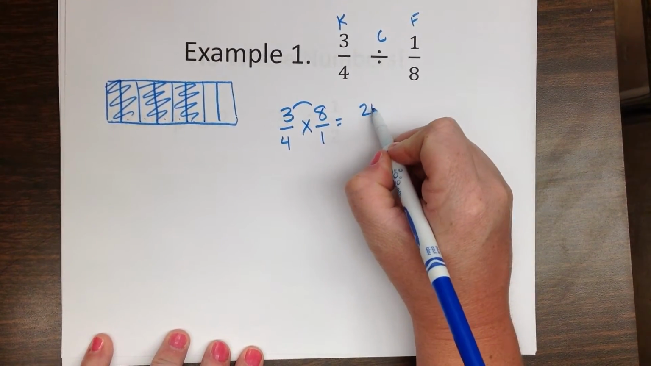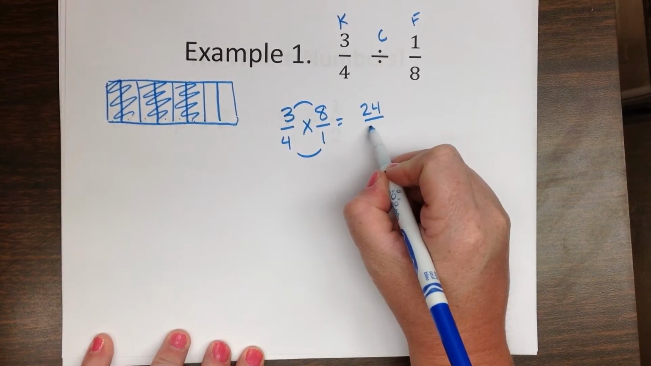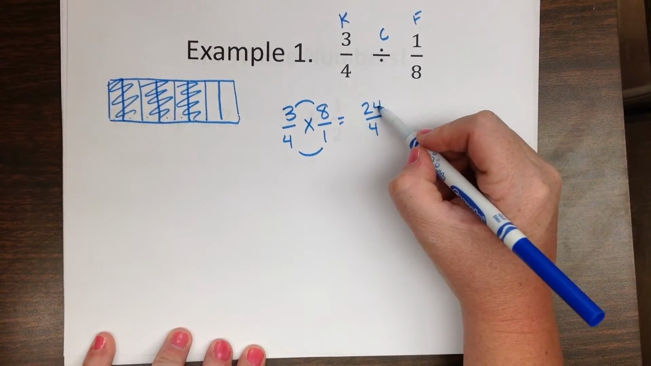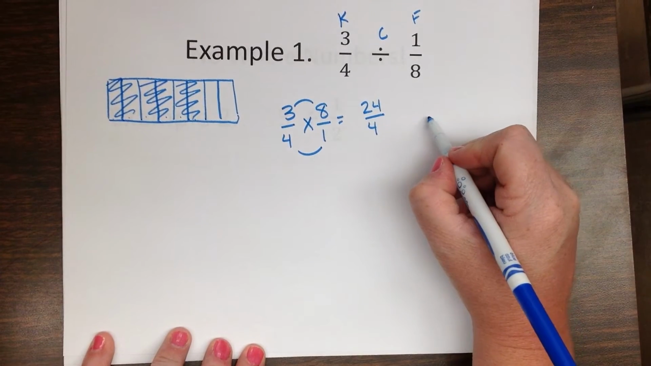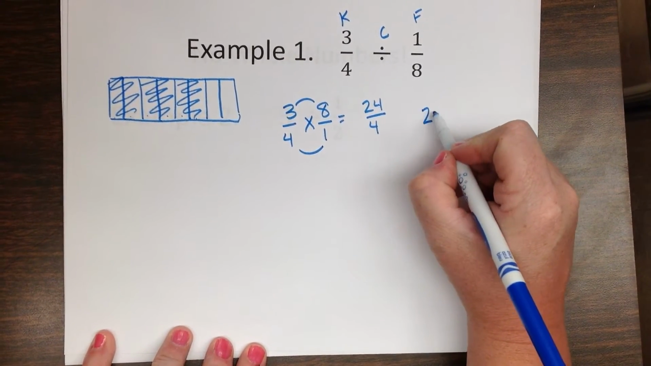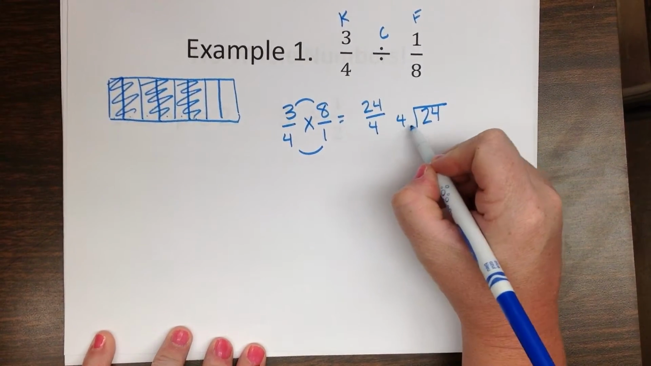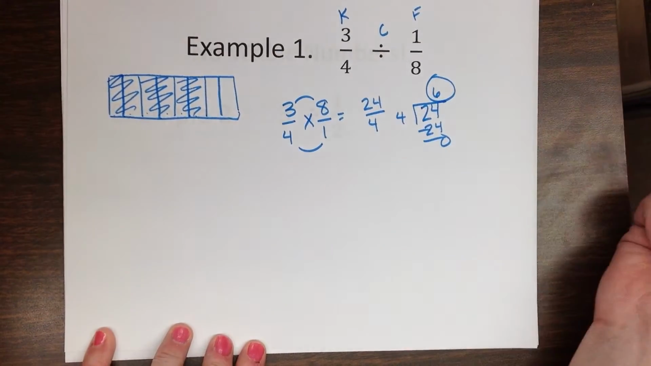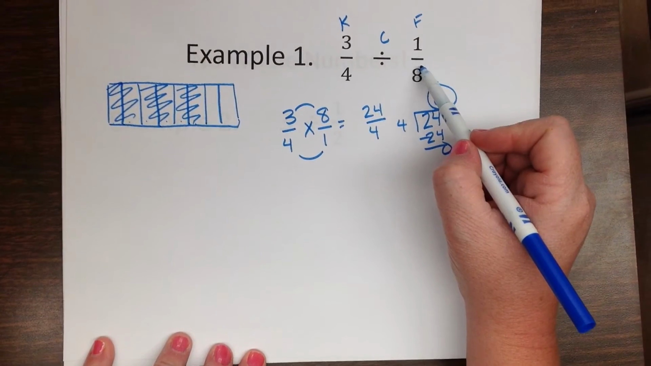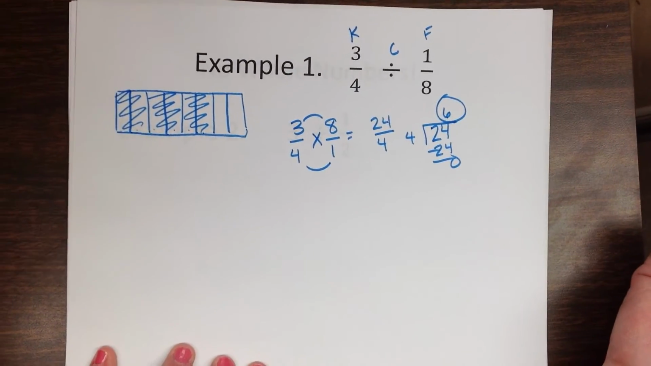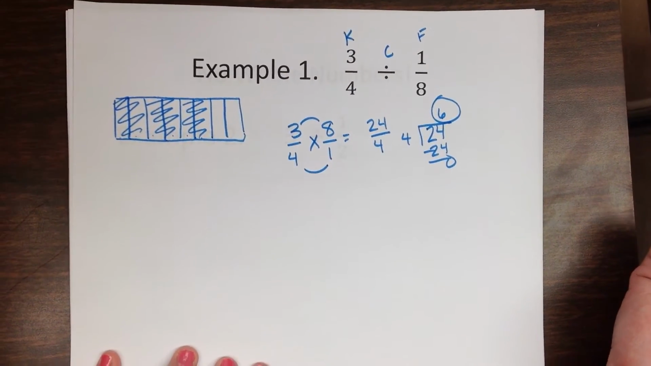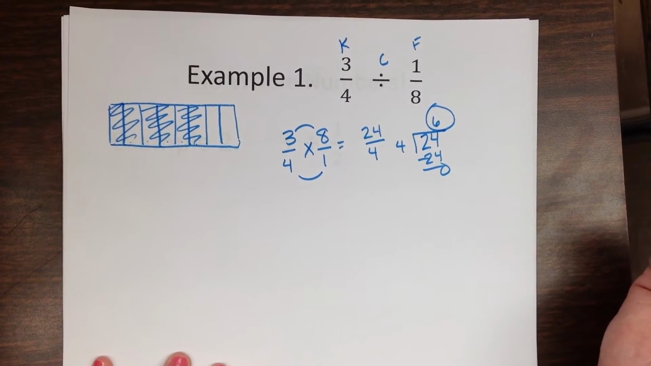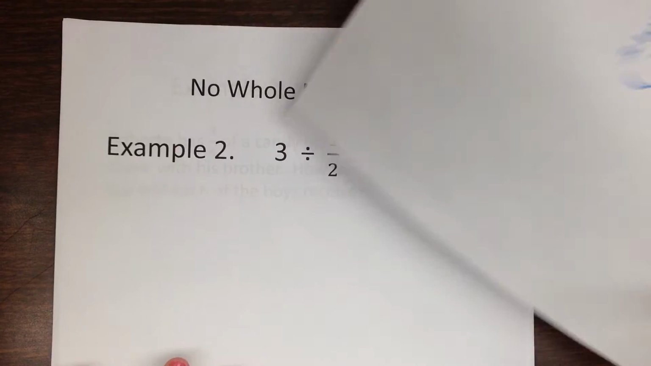3 times 8 is 24. 4 times 1 is 4. And then I have to simplify this. This is improper, so I do division. 24 divided by 4 is 6. So there are 6 eighths that are in 3/4. That's example 1. You should have that on your paper. Okay. Your turn.